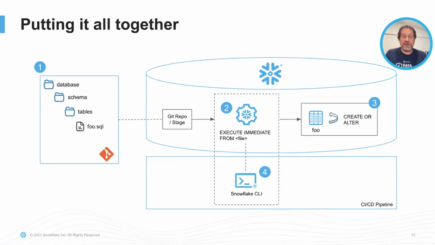So if we put this all together in more of an architecture diagram, you can see the pieces as they work together. You've got your files in a stage, you've got that Git repository, and execute immediate is executing scripts that live in your Git repository. Those scripts can contain things like create or alter that can then change the state of the database. And that can all be orchestrated through the Snowflake CLI tool in a CI/CD tool like GitHub Actions, which I'll show.